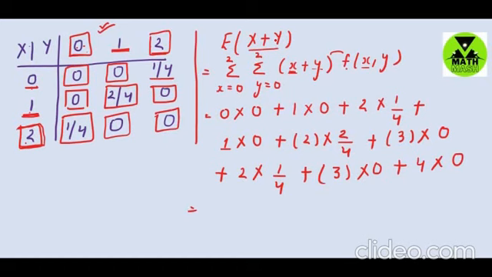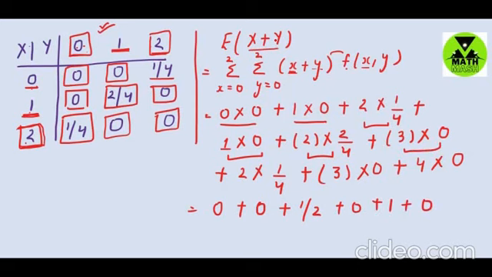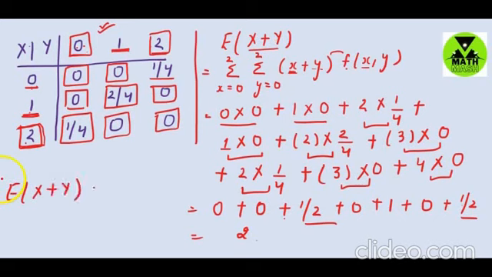Now solve this one. So 0 multiplied by 0 is 0, plus this is again 0, plus this is 1 by 2. Then we have this is 0. Then this is 1. Then we have 0. This is 1 by 2. So this is 1 by 2, and these two are 0, 0. So that means this is simply 1 by 2 plus 1 by 2. This is 1 plus 1, that is 2. So the expected value of x plus y is equal to 2.